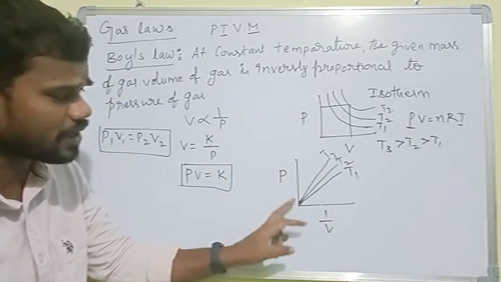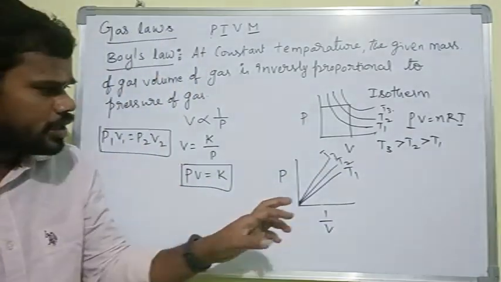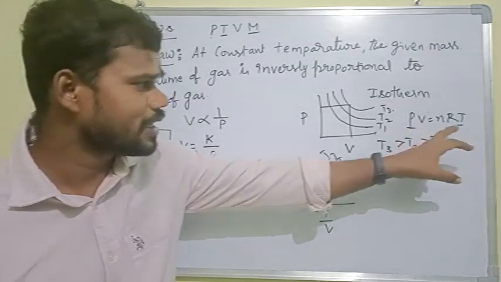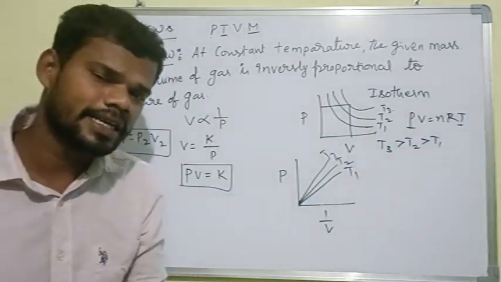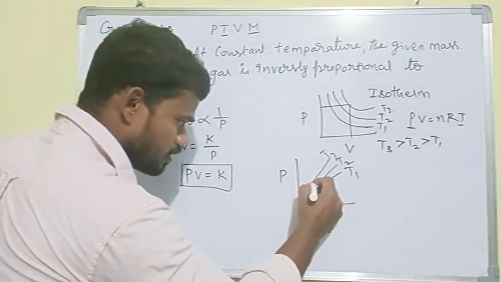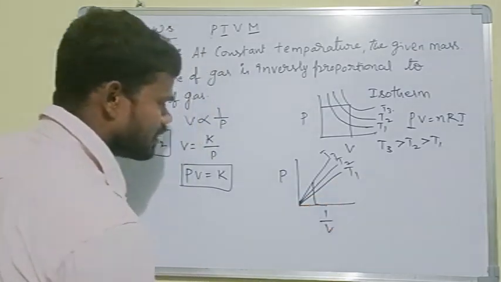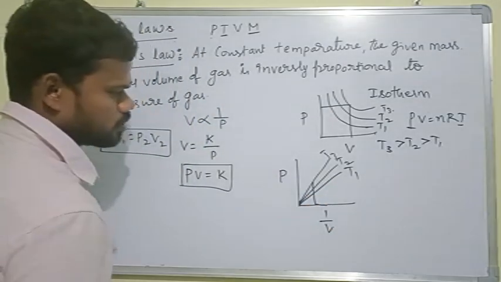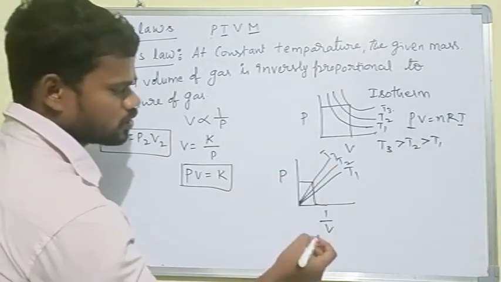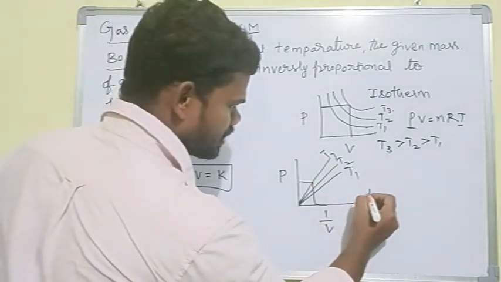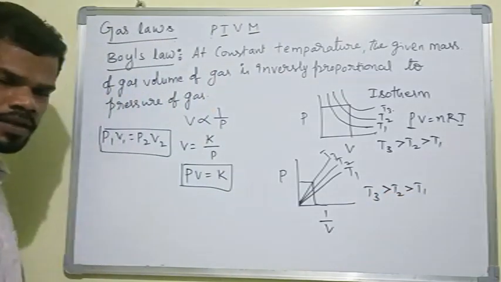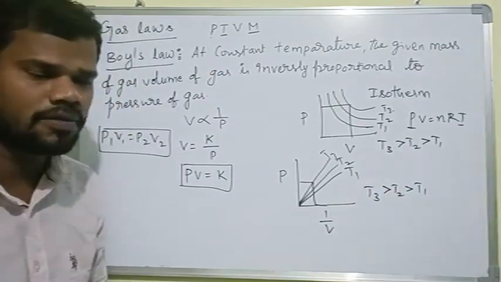They give this graph and ask you to write the correct order for the temperature. As I already said, pressure and temperature have a direct relation in the ideal gas equation. The one having more pressure has more temperature also. So at this point, the one with more pressure has more temperature, that is T3 is greater than T2, which is greater than T1. Right? We have to draw one more graph also.